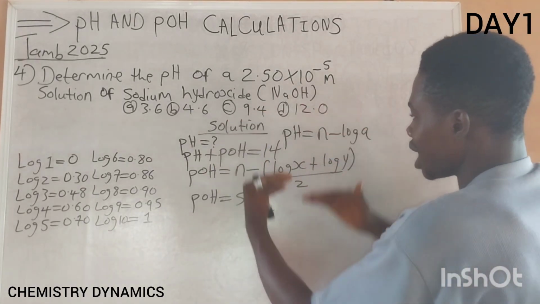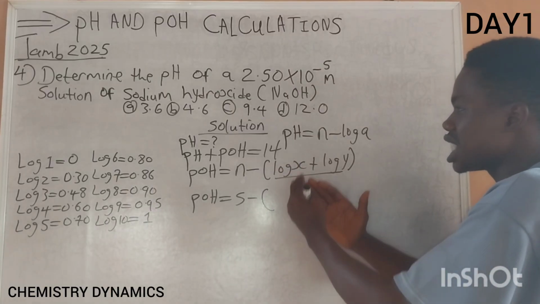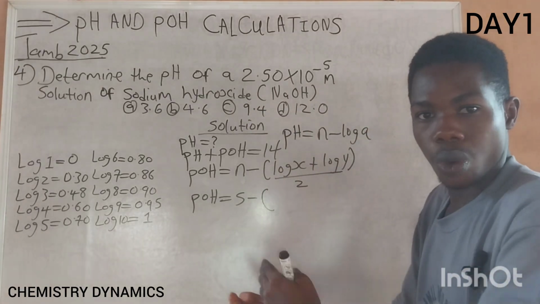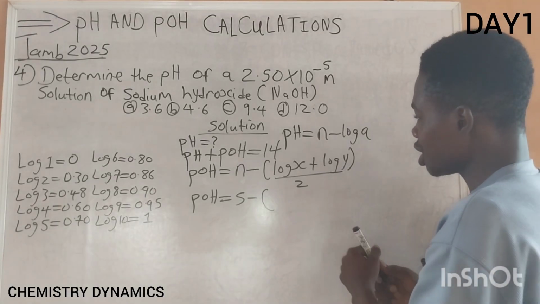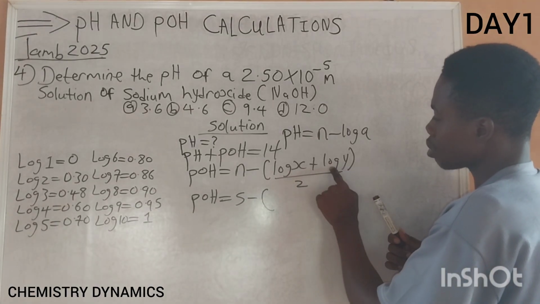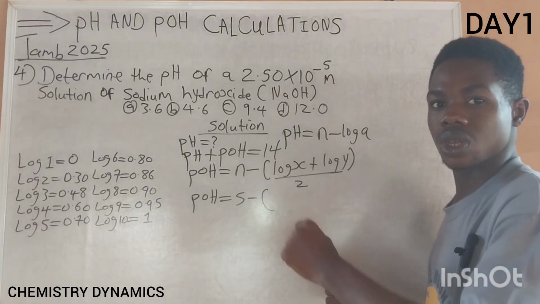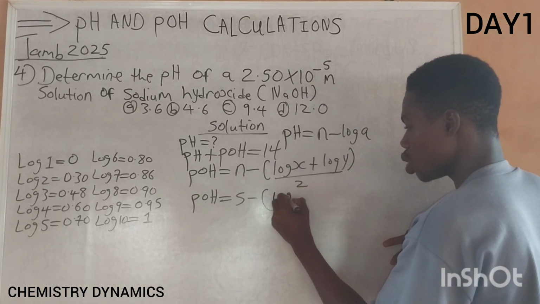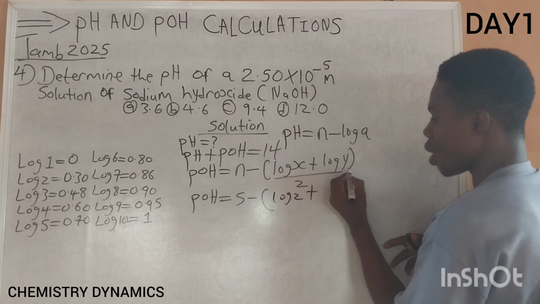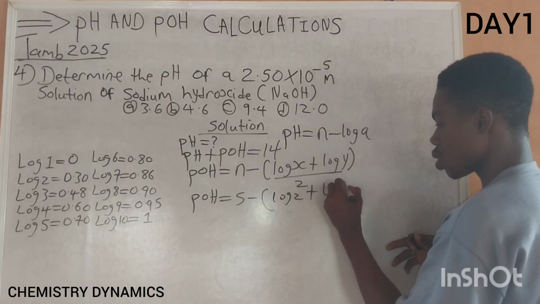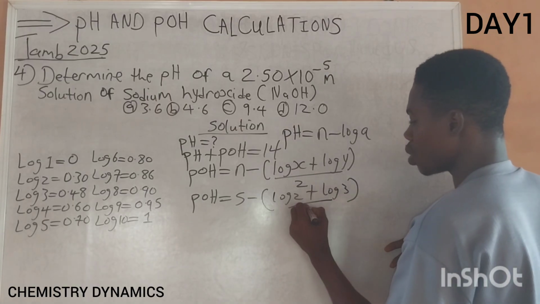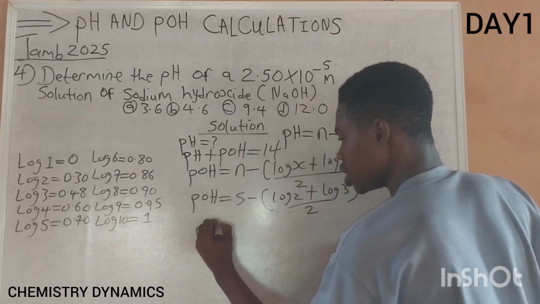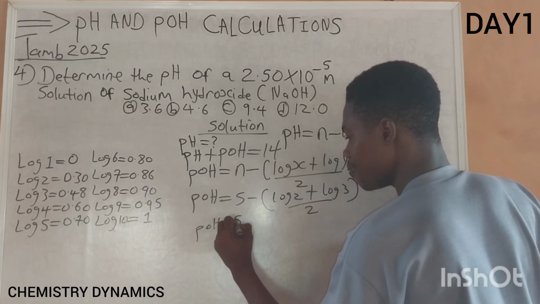It is a process that I'm teaching you now so that you'll be able to get this particular answer. So 2.5 is in between log 2 and log 3. So this log 5 will not be log 2 plus log 1 will not be log 3, close the bracket, divided by 2. So now pOH equals 5 minus.